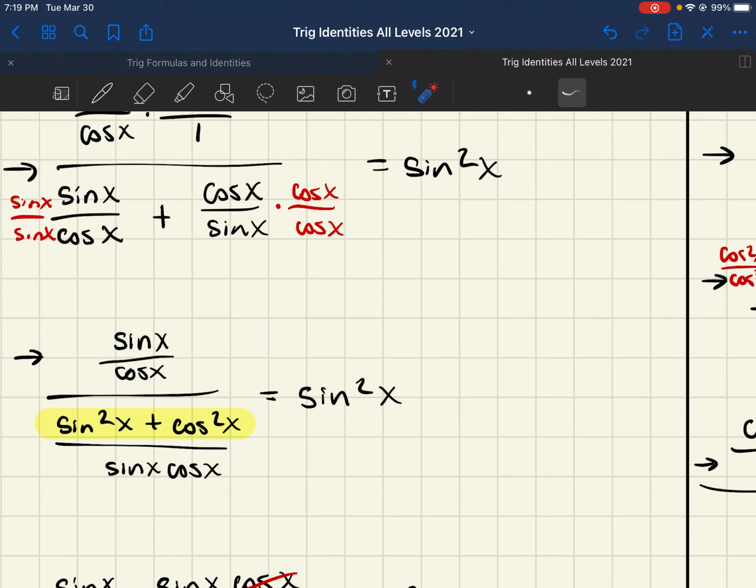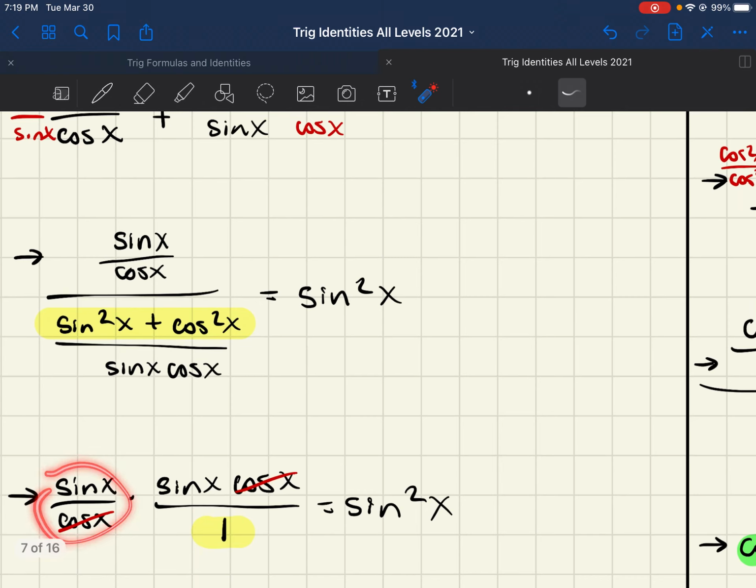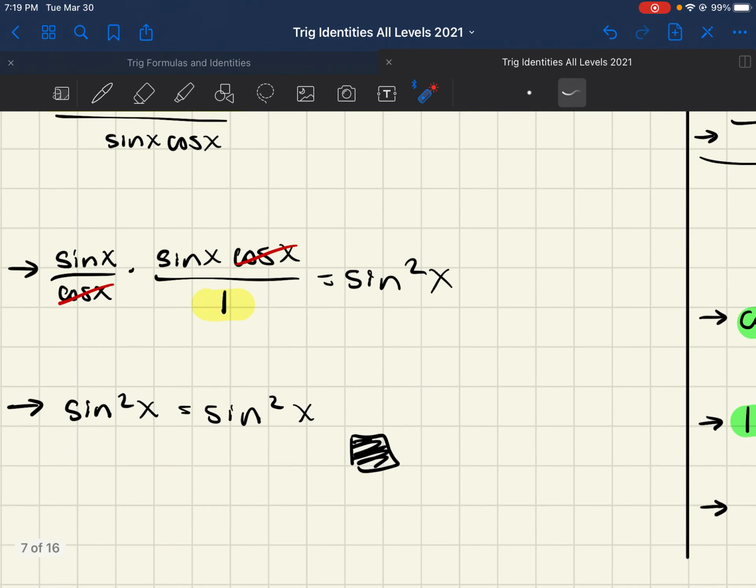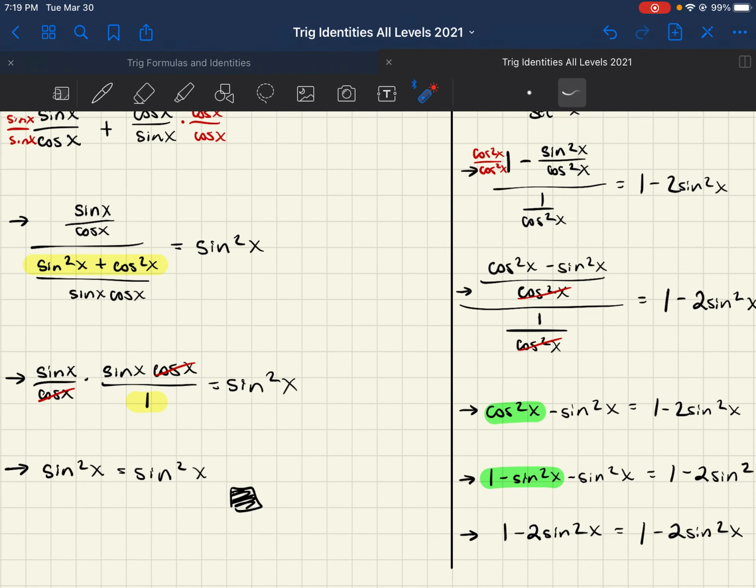Now we know that sine squared plus cosine squared is 1. And then I'm going to do keep, change, flip. Keep sine of x over cosine x the same. Flip this denominator. Remember, this is a 1. So we get sine x cosine x over 1. Cosines are going to cancel because we're multiplying, and we're left over with sine of x times sine of x, which is sine squared. And that's the end of our proof.